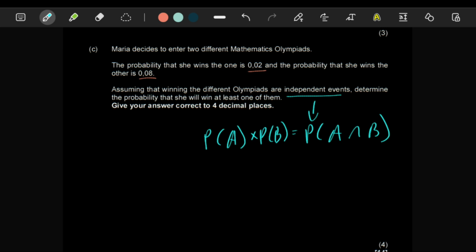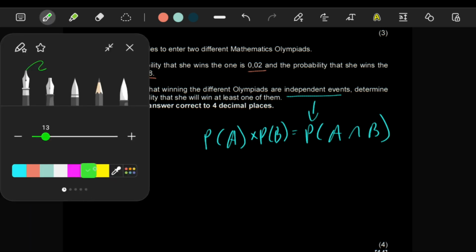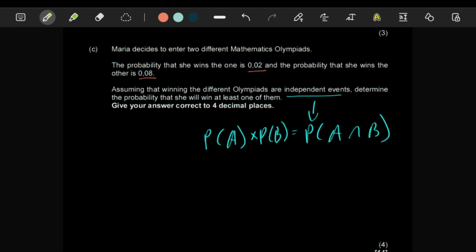I even had to yawn first before thinking. Because normally with probability, a 4 mark question is not a joke. It is not a joke. So we have the probability. Okay, let's just read the question again.